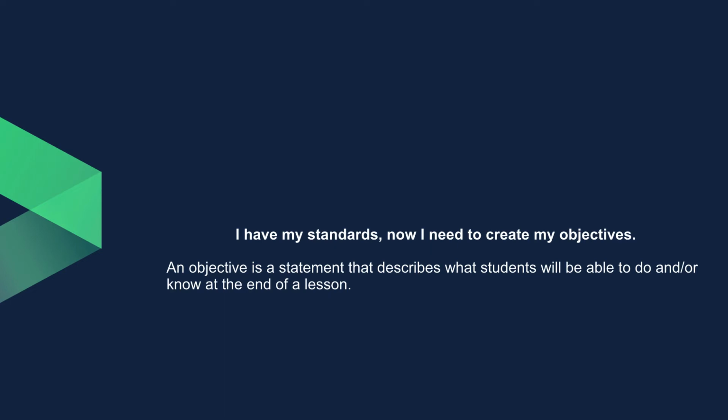You have your standards, and now you need to create your objectives. So, you're always going to start with the standard, then you're going to move to your objective. So an objective is a statement that describes what students will be able to do and or know at the end of a lesson. You're going to have a lot of these for each standard. So you're going to have one standard and you might have 4, 5, 6, sometimes 10 objectives that go underneath that standard. We're going to talk a little bit about how to create an objective because I think that's the most challenging part of this all.